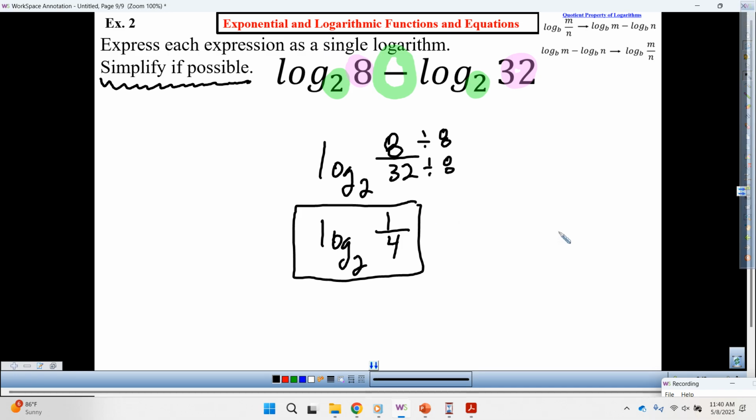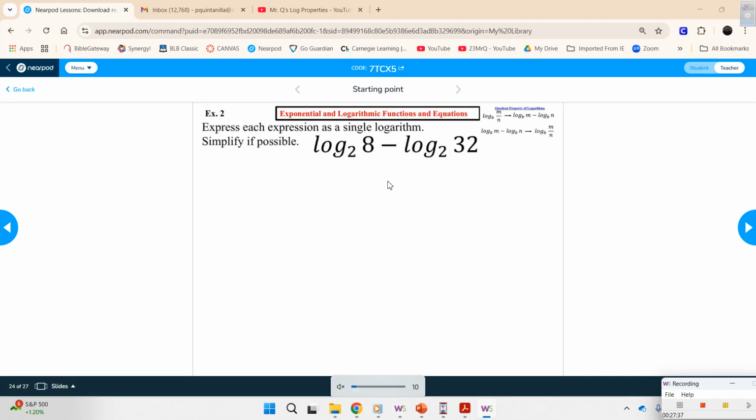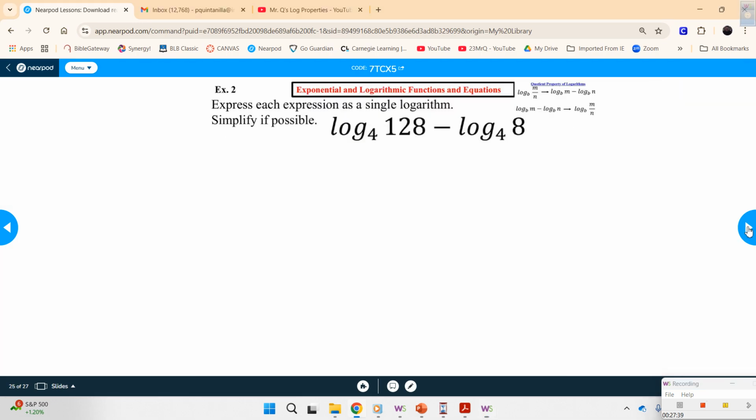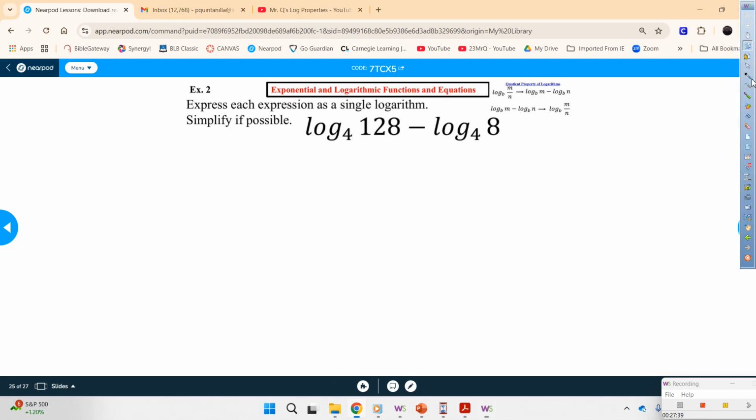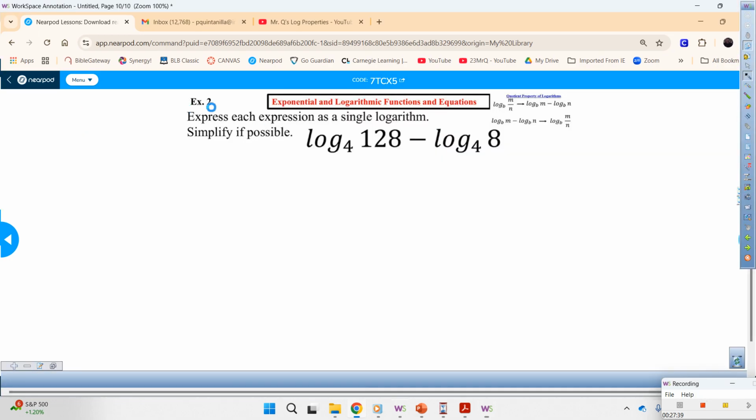All right, let me send you the screen so you can send me your notes. All right, so we got that one. Let me send you one more. Copy this one, example 2 super Q. Let's label this one 2 super Q. Log 4, 128 minus log 4, 8. This is example 2 super Q. We're just rewriting and simplifying the expression as a single log.